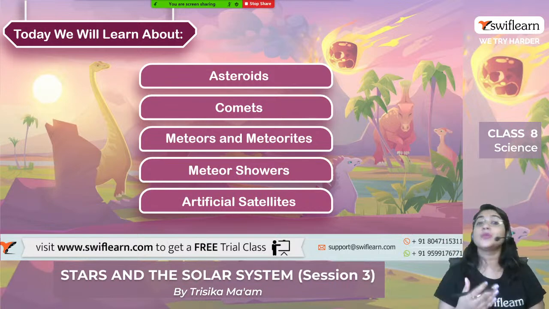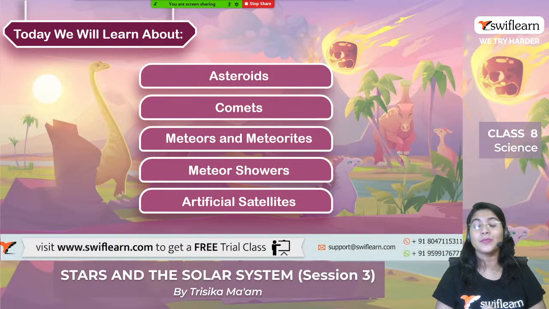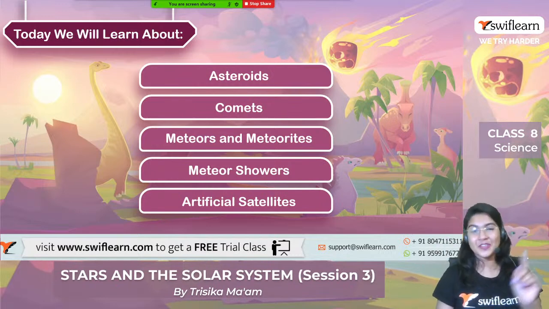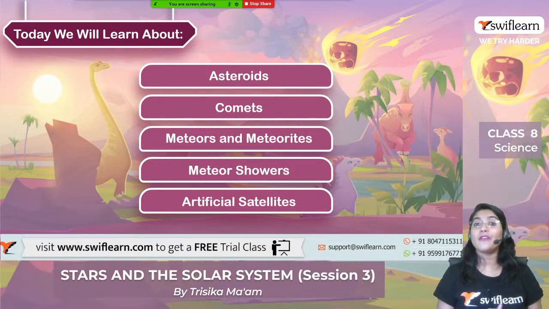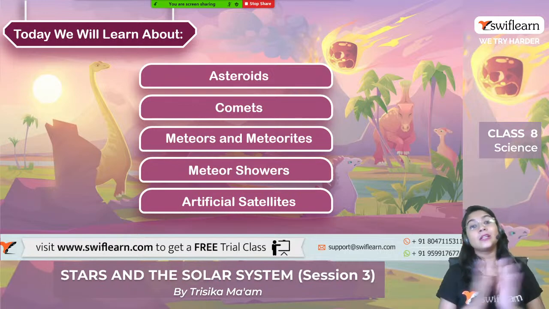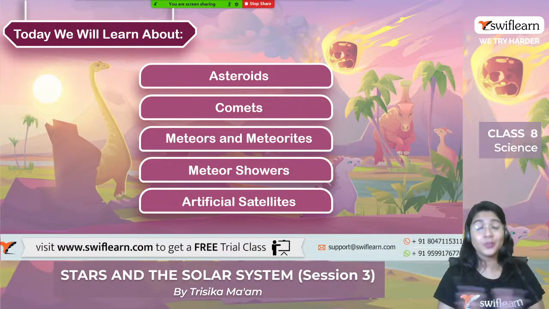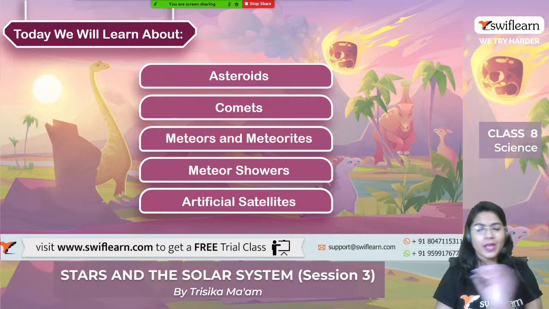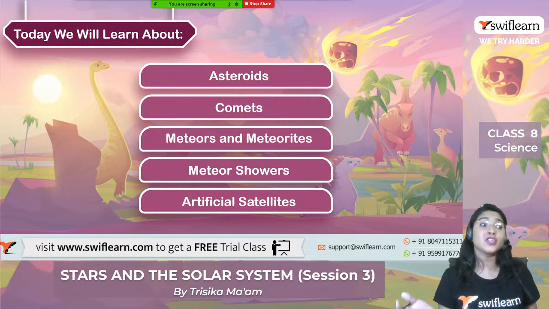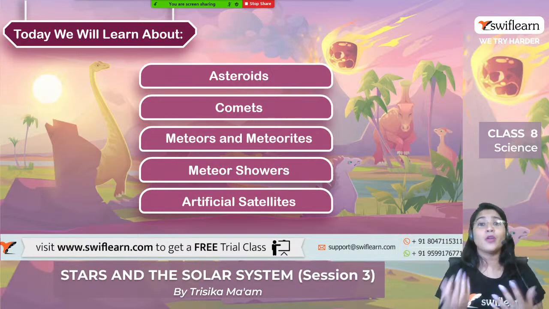We will also study the meteor shower. What is it? A beautiful thing which happens in the solar system. And finally, we will study the artificial satellite. In the very first session, we already discussed in detail the main natural satellite of Earth, that is the moon, its different phases, and how it goes round and round the Earth. We also discussed what the surface of the moon consists of and how it looks. So we have already studied all these things.